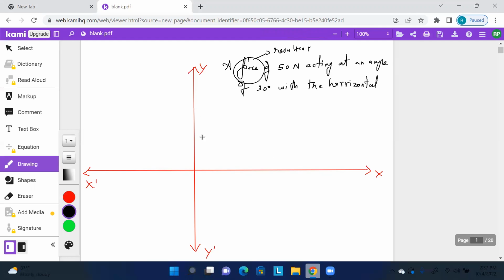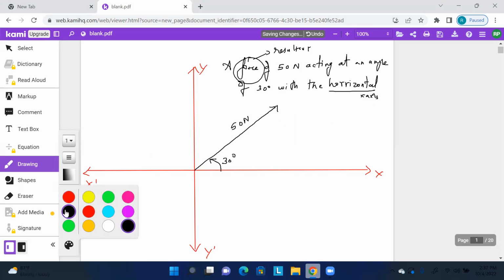So the resultant force will be between the X and Y axes. So it will be in between these. So this force is actually 50 Newton at an angle of 30° with the horizontal. Horizontal means X axis.